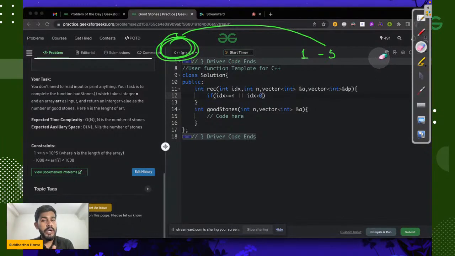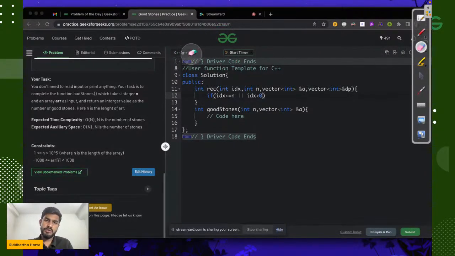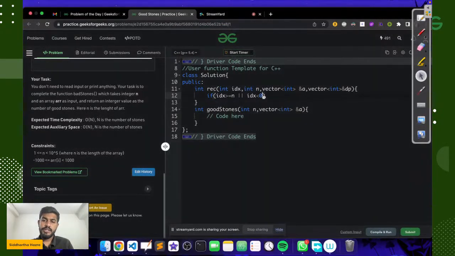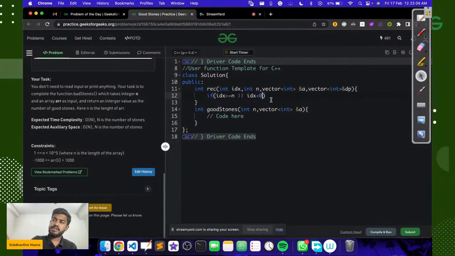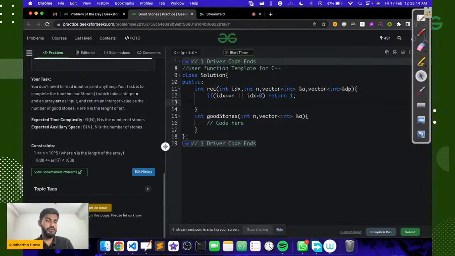Because what is a bad stone? A bad stone means one which would just give me the rotation in the same path only. That is a bad stone. Otherwise it is a good stone. So if the index is just picking me up and throwing me in the negative space, I would just say yes, this is a good stone. So I would return true.